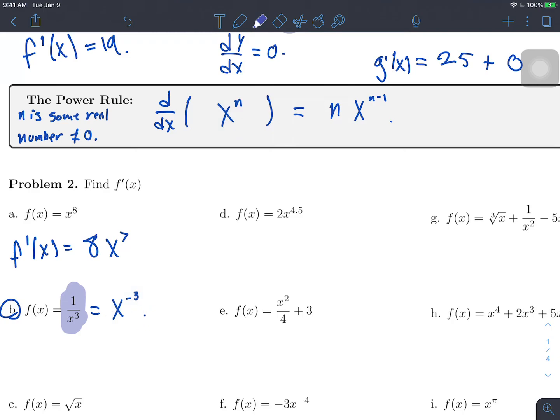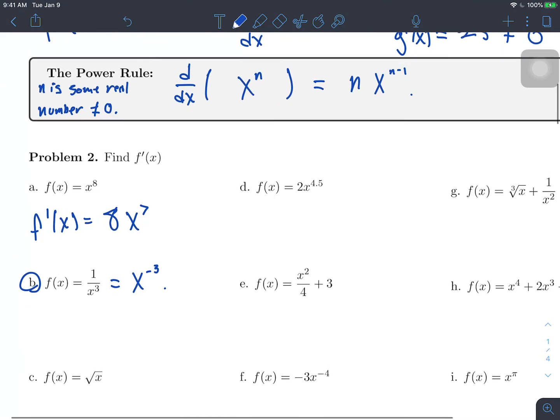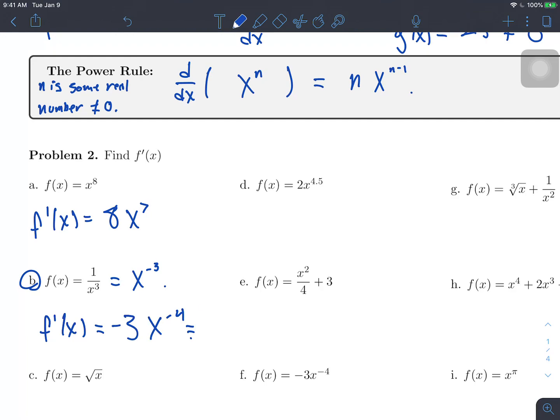So let's see what we're going to have. I'm just going to take that number and multiply it down front. So f prime of x equals -3 times x, and what should the new power be? -4, decreased by 1. Okay, and if you really wanted, you could rewrite this as -3 over x to the power 4 again.